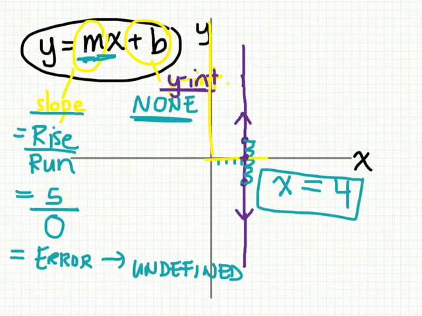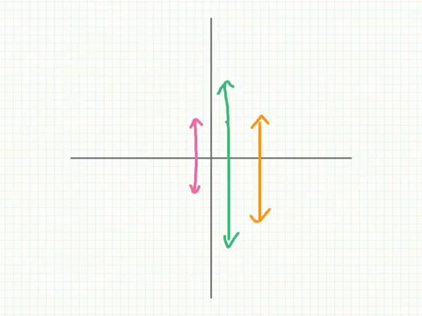Any single vertical line will always go through the x-axis, right? All of these lines, if they keep going. All right, so let's look at an example. Here's 3 lines. All of these lines are vertical. They only pass through the x-axis.